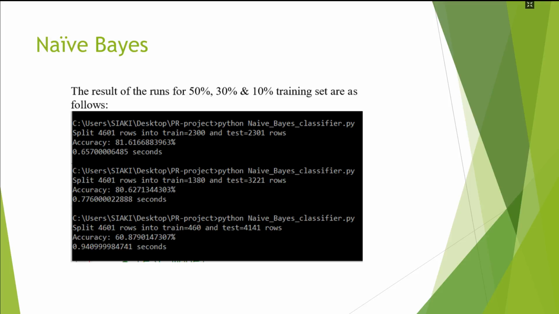Then we took a small training set, 10% training set. Accuracy dropped heavily to 60.87%, and execution time also increased to almost 1 second. So we could summarize that the 50% training set achieves quite a good accuracy and a better execution time.